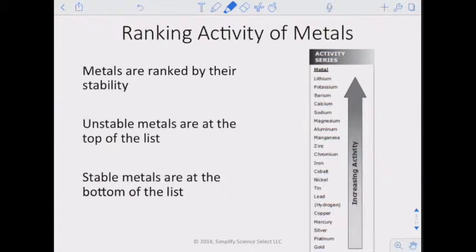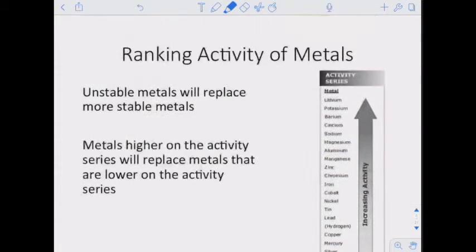Ranking the activities of metals. To do this, we use the activity series, and metals are ranked by their stability. Least stable is on top, most stable is on the bottom. And so we have this list, and this is the activity series, which will be given to you. You don't have to memorize it, it's just the activity series of metals.